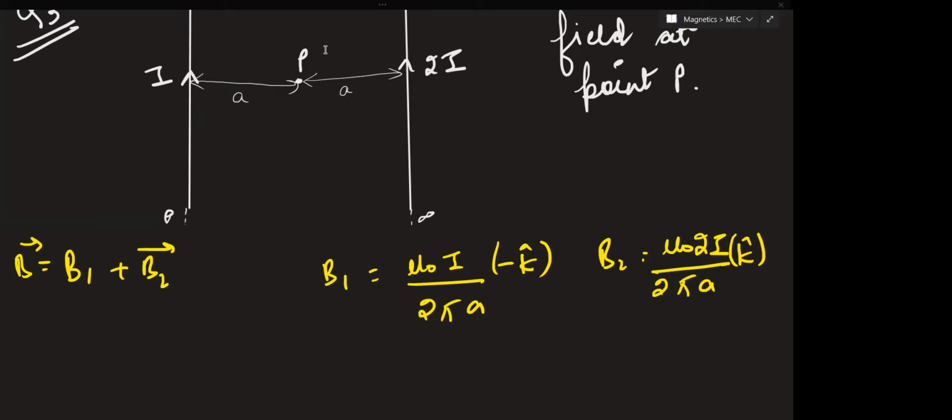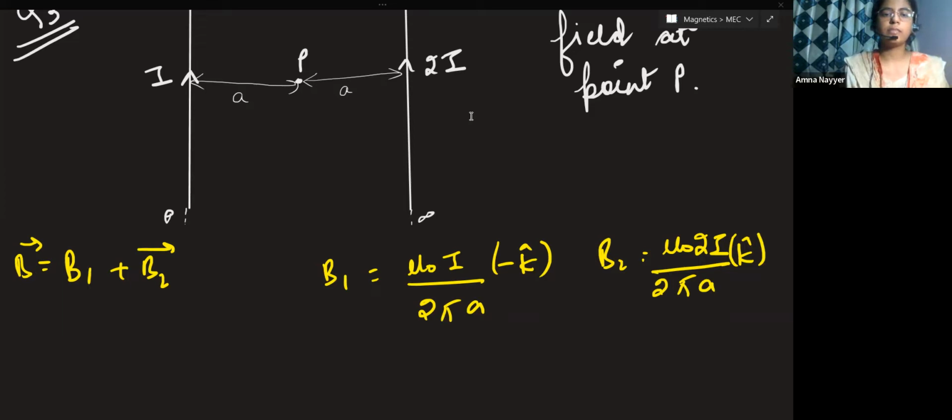Teacher, the first one, how is it inwards? First one, see. I'll check. First one, this is the point. No, it is inwards. See, this is the point P and this is my right hand. This is the point P where I have to calculate. Curling the fingers towards the point, thumb is leading into the page. That is inwards. Check once again, Fatima. For the first one, it will be inwards. Clear? Yes, teacher.